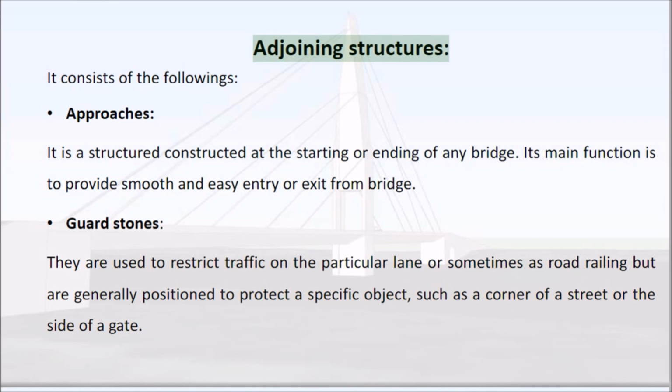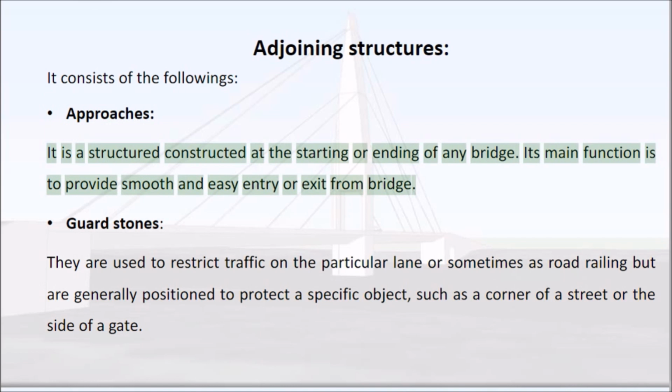Adjoining structures. It consists of the following. Approaches. It is a structure constructed at the starting or ending of any bridge. Its main function is to provide smooth and easy entry or exit from the bridge.